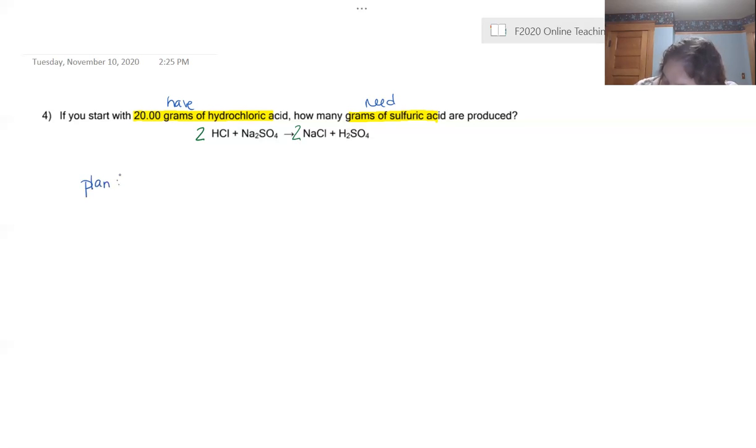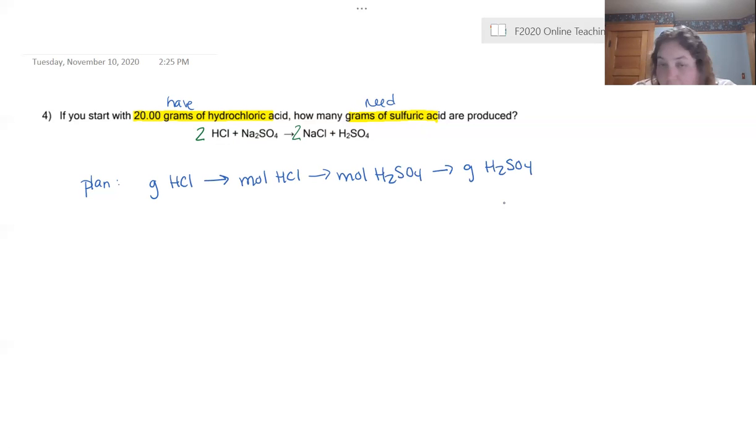So my plan is going to start with grams of hydrochloric acid, grams of HCl. And I know anytime I'm doing a stoichiometry problem, if I'm trying to get between one compound and another compound, I have to go through moles. So I'm going to go from grams of HCl to moles of HCl. Once I know things about moles of HCl, then I can convert that into moles of H2SO4. And from moles of H2SO4, I can get to grams of H2SO4. So here's sort of my plan on how I can work through this problem. And then I can fill in the information I need.